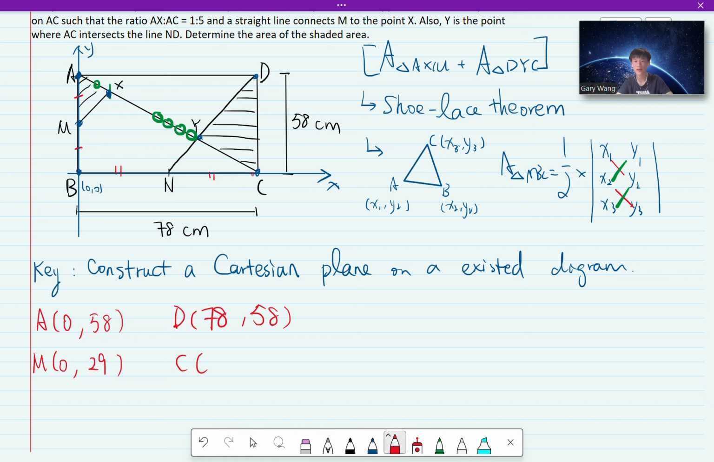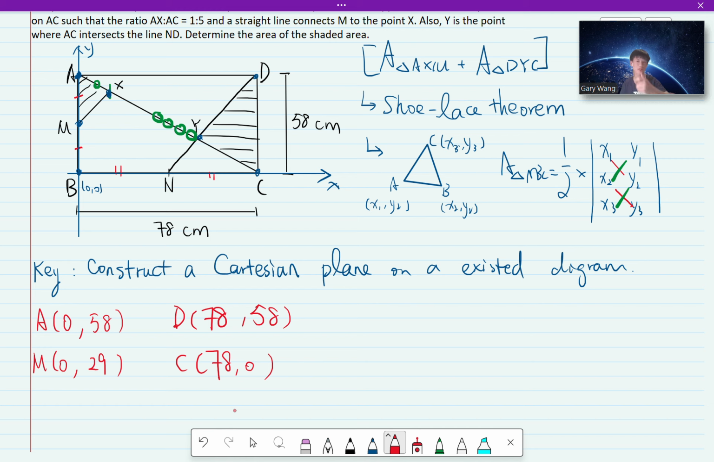And then what about C? We can also figure out the coordinates of C because it has an X value of 78 and a Y value of 0, because it lies right on the x-axis. What about Y? Y has the same ambiguous situation as point X. So we have no way to mathematically calculate its X coordinate or Y coordinate. So these 4 points are essentially the points that we know on this graph.